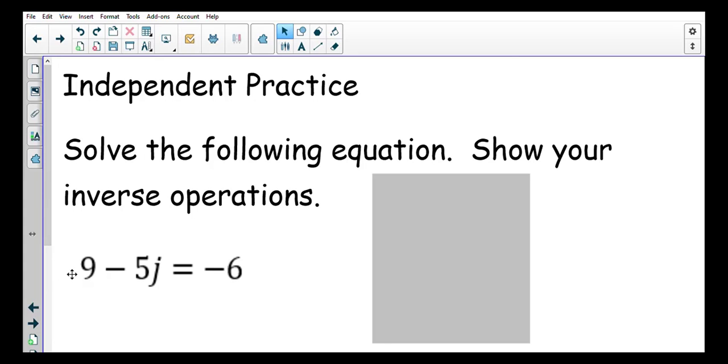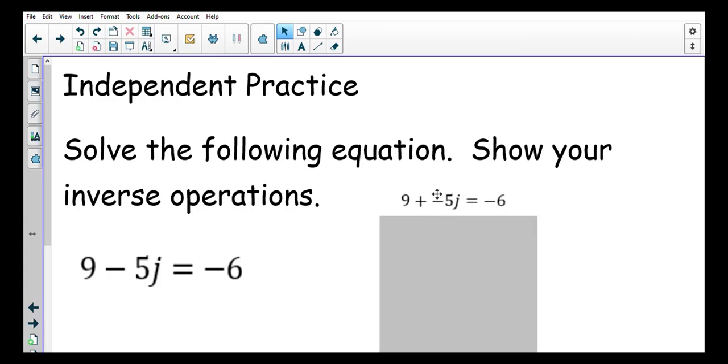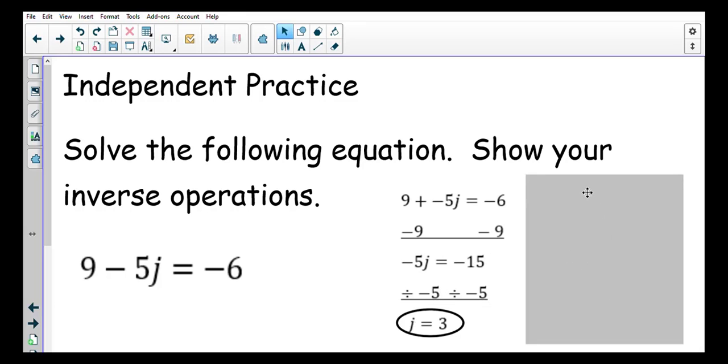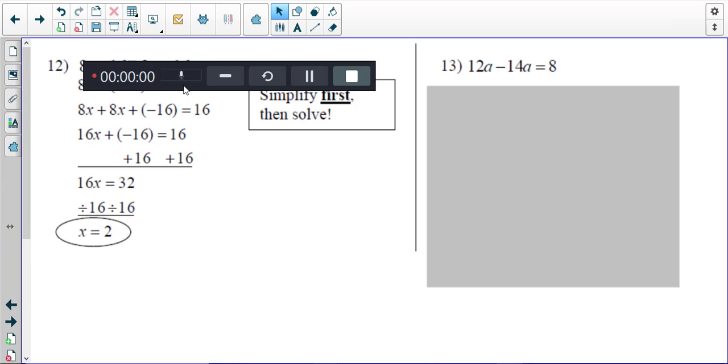All right, so I really hope, again, you remember that since the variable comes after subtraction, that you started by adding the opposite. We've got a plus 9 here. Let's undo that by subtracting 9 from both sides. That's going to leave us with negative 5j equals negative 15, negative 6 minus 9. Then the inverse of multiplying by -5 is to divide by -5. So divide by -5 on both sides to get j equals +3 for your solution.